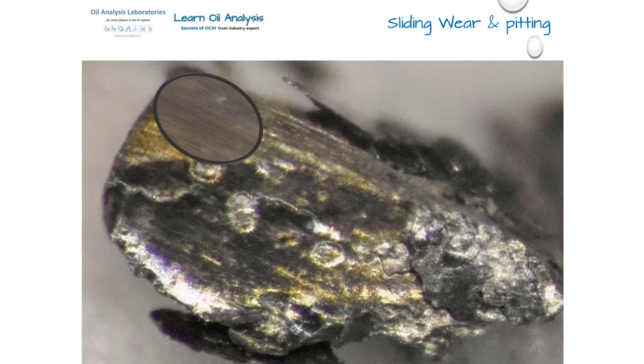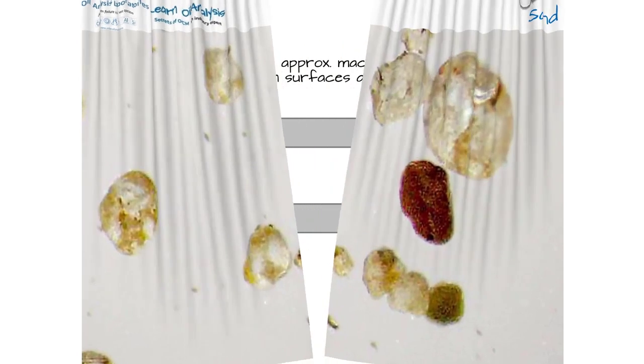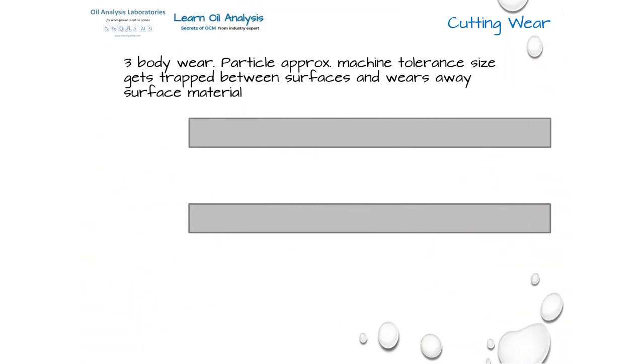Let's have a look at another microscope picture now, this one being of sand particles. This is significant as these particles can cause free body abrasive wear, otherwise known as cutting wear. In the previous sliding wear example, it was two surfaces rubbing together causing the wear. This is called two-body wear. In this case, we now have a third particle, such as sand or dirt, which gets between two moving surfaces to cause wear and is called free body wear.